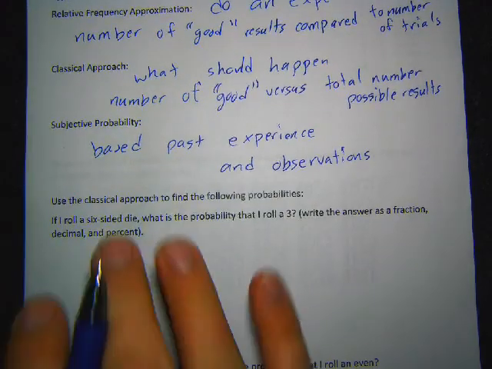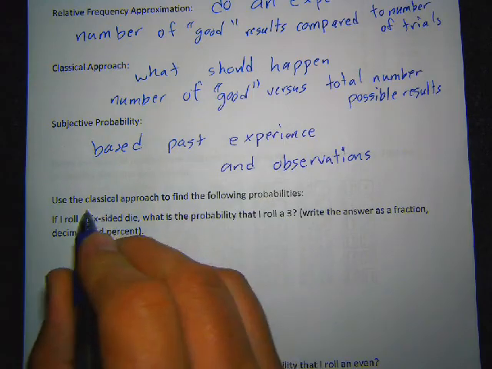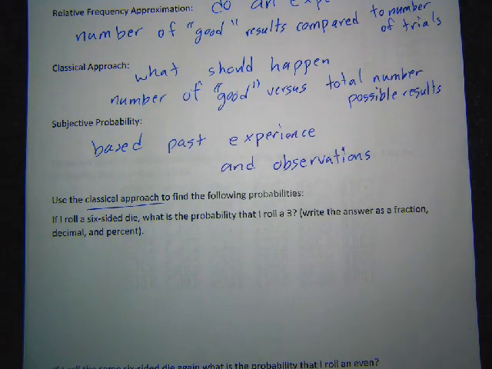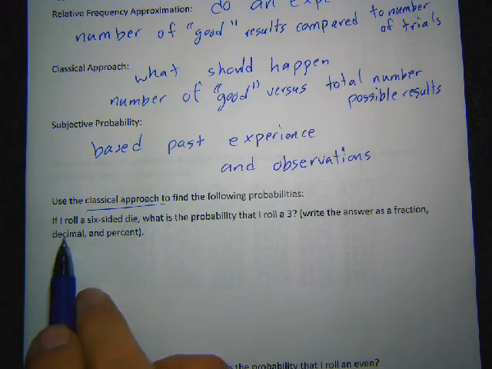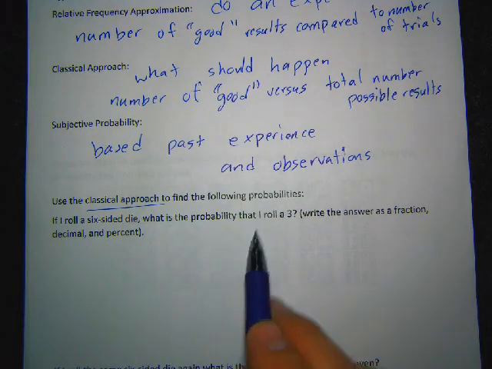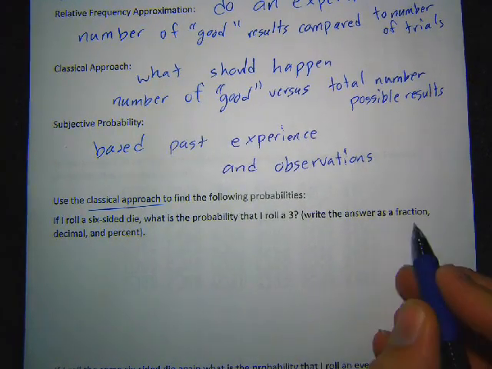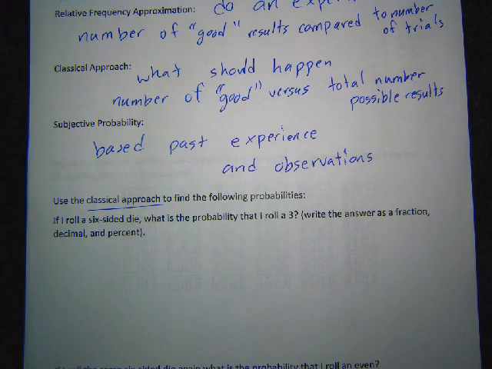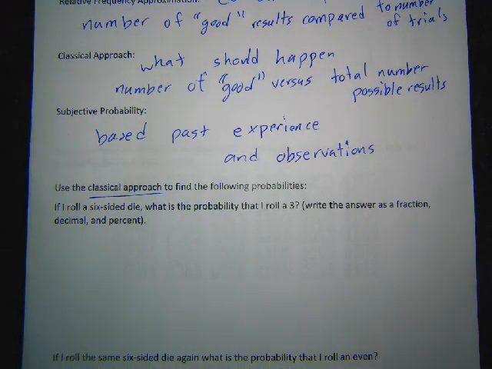Okay, we're going to use the classical approach. Again, like I said, the classical approach is the one that's easiest to calculate. You don't have to do an experiment. You can actually work with real numbers. So that's the one we'll probably work with the most. If I roll a 6-sided die, what is the probability of a roll of 3? We're going to write this as a fraction, a decimal, and a percent, just to show you that you can have all three. You'll see a lot in statistics as we move forward.